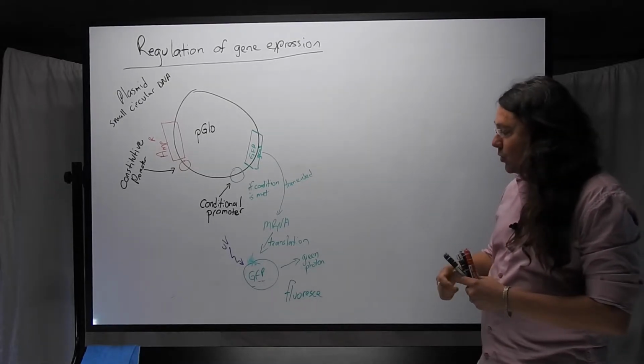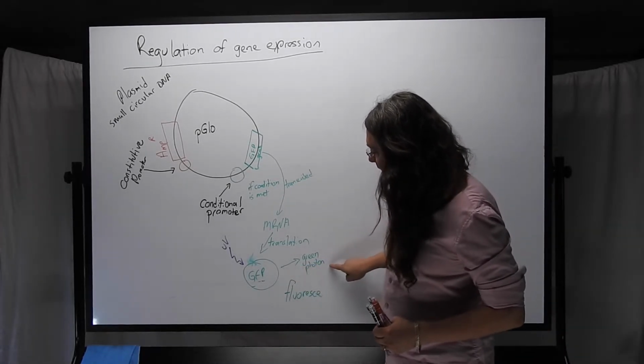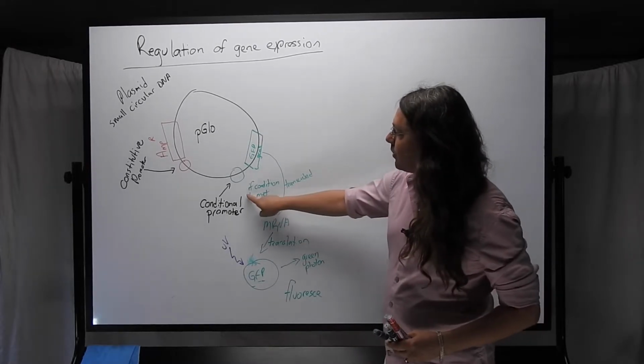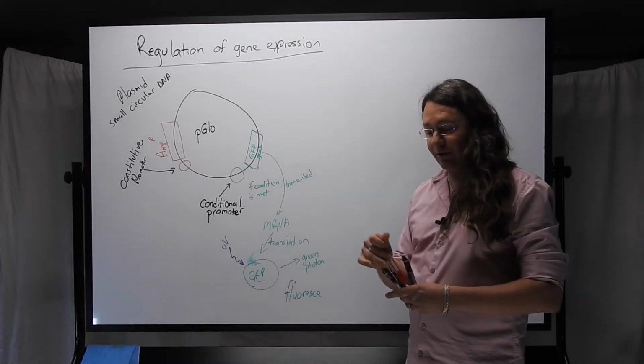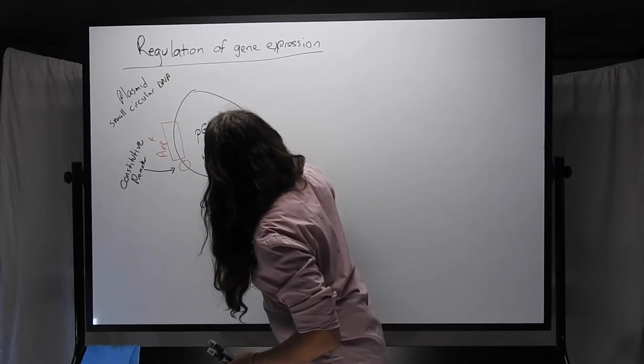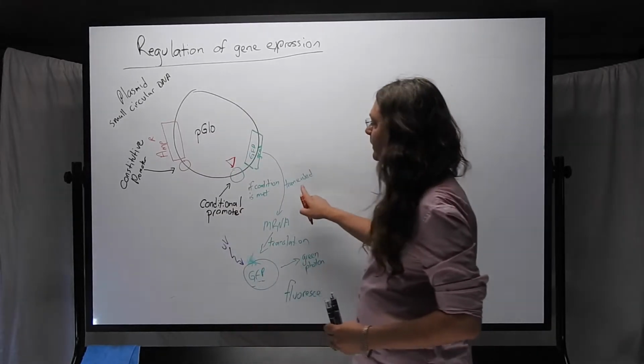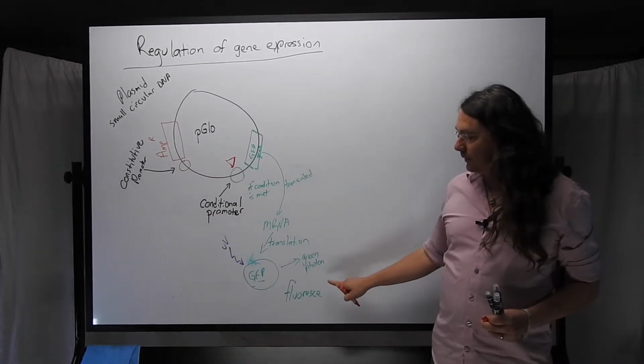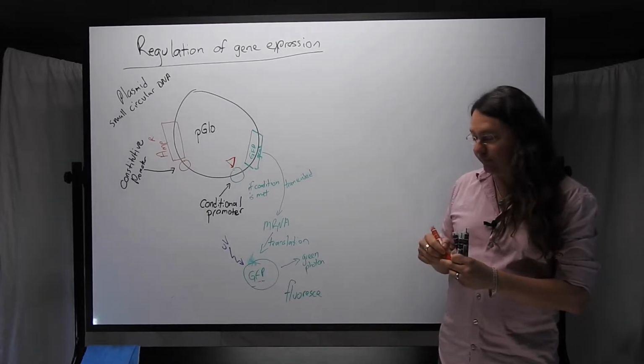So that's how you know, that's the report. If you see this green fluorescence, it reports that the promoter is actually turned on and being expressed. So this is a reporter for expression.